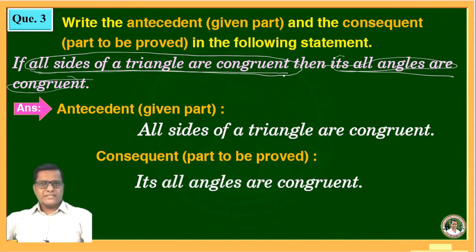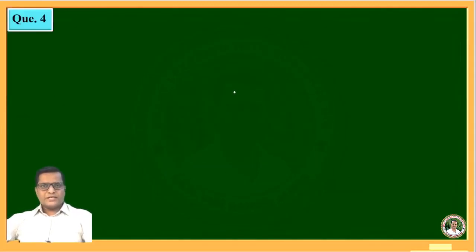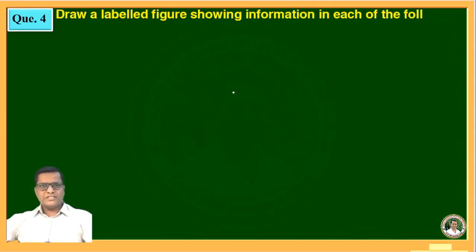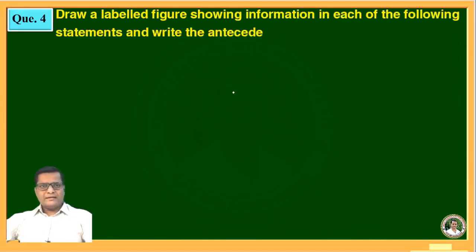Here the fourth question is, draw a labelled figure showing the information in each of the following statements and write the antecedent and the consequent.